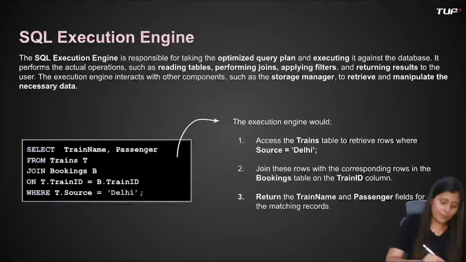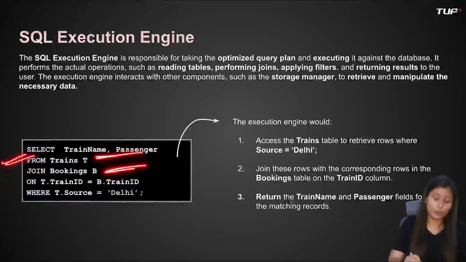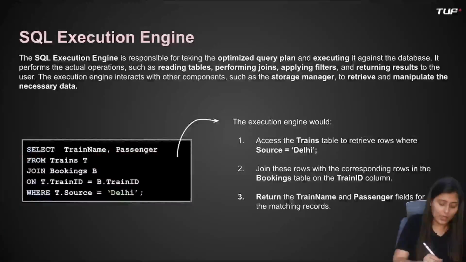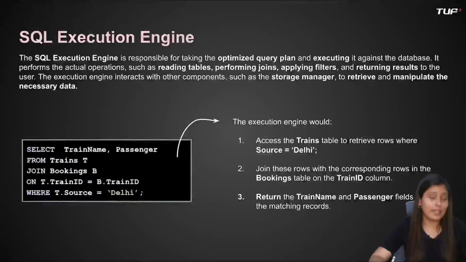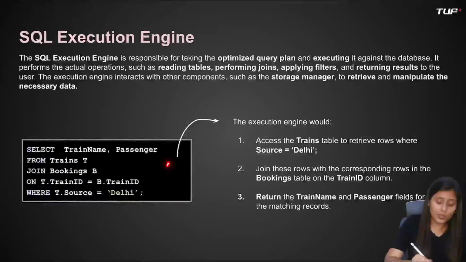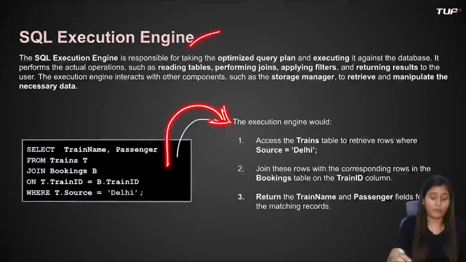Let's suppose this is our query and we have train name and passenger. We want these 2 columns in our resultant table, right? We are selecting from the trains table and joining it with the bookings table. On what condition? The train ID should be the same in both tables, and along with that, the train's source should be Delhi. So now, how will the execution engine perform it?